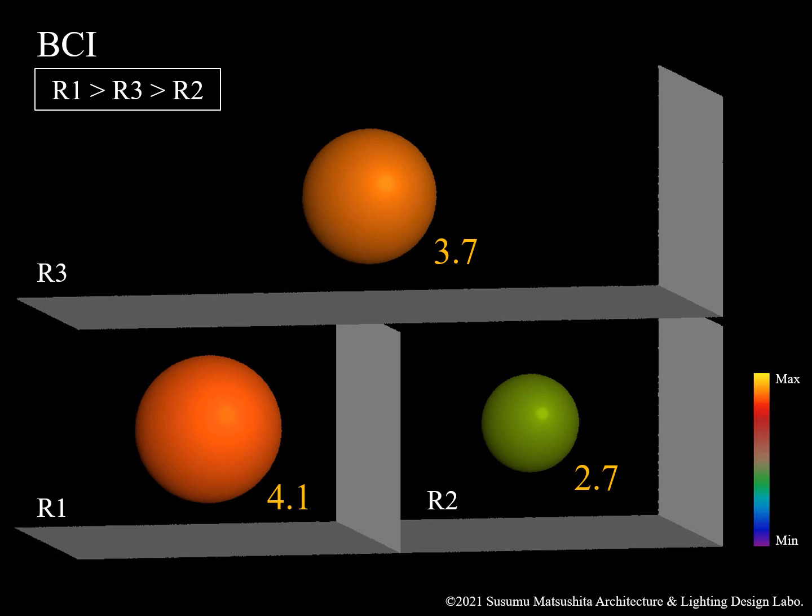BCI has a tendency similar to floor illuminance in the degree of brightness basically. On the other hand, since spatial brightness is also affected by the brightness of the walls and ceiling, if the ceiling is bright like room 2, the BCI value will be a little bigger.